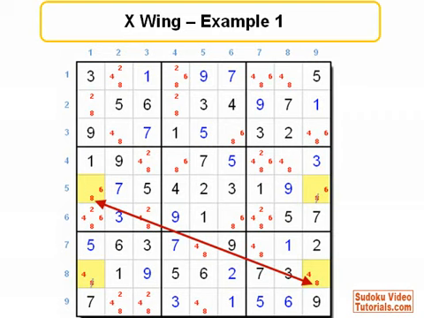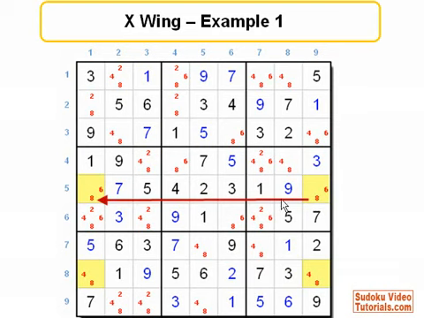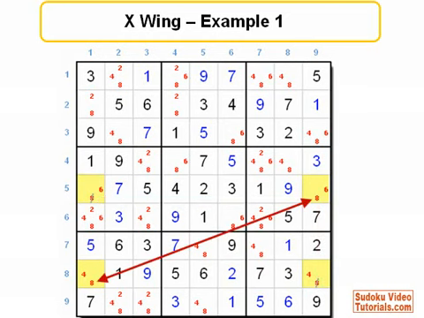Now let's check the opposite case. If this cell is an 8, then across the row, this cannot be an 8. And looking down the column, this also cannot be an 8. Therefore, if this is an 8, its opposite cell must be an 8. So in either case, you'll end up with 8s in opposite corners.